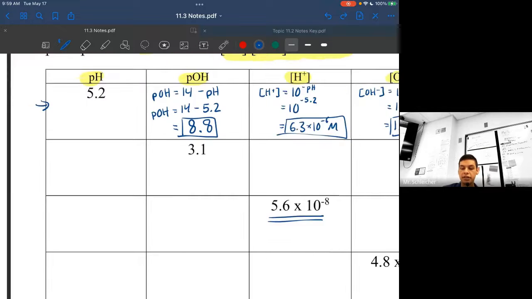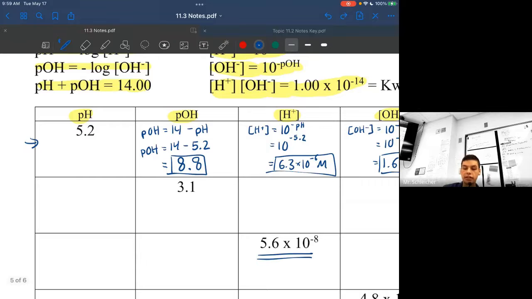How do you plug this into your calculator? So the definition of pH is the negative logarithm of the concentration of H plus.